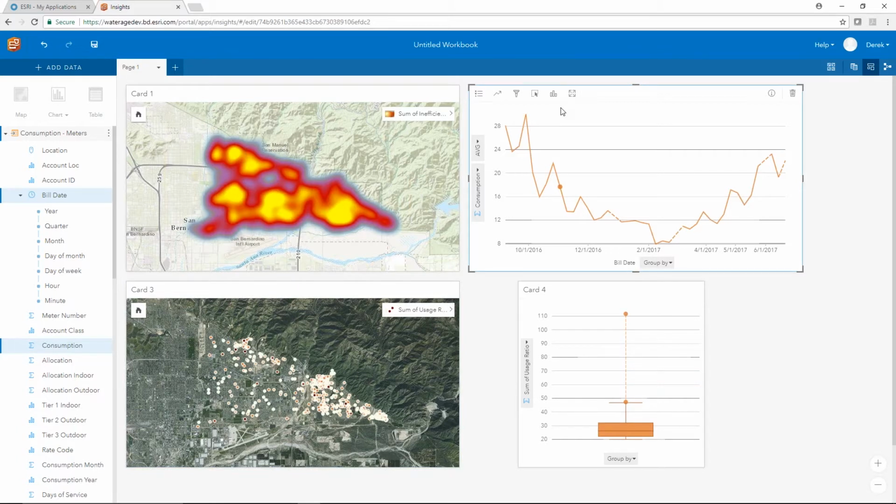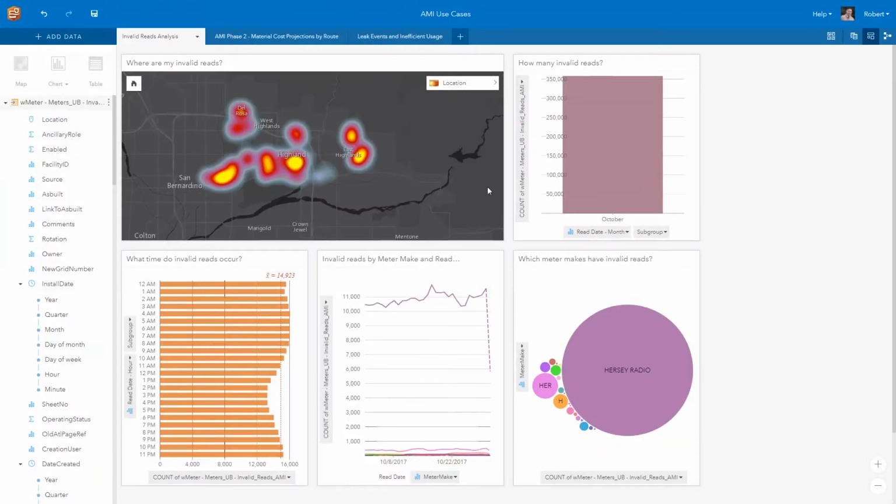Now, Robert's been working with Insights on some other things around AMI systems and water conservation and water loss. So I'm going to hand it off to him now, and he's going to show you some of the things he's been working on. Robert? Hey, thanks, Derek. So I have 3 use cases.